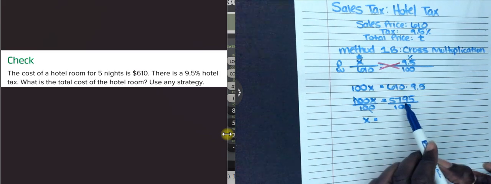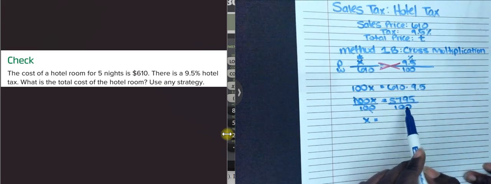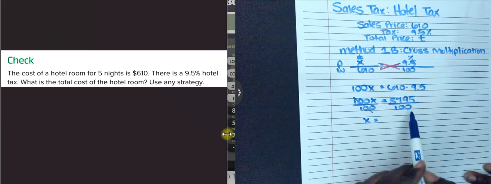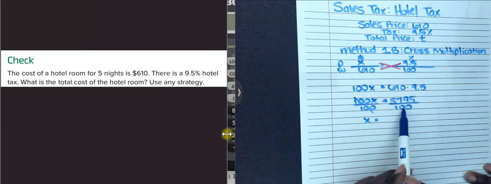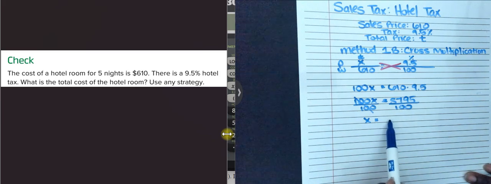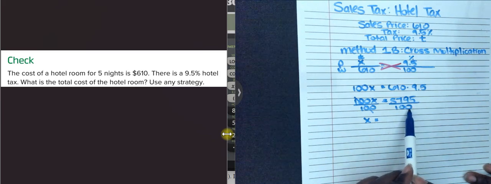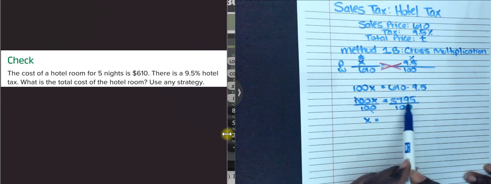And then on the right-hand side, you can use a calculator, which I'm not going to do, but by now you know that you can use a calculator. Plug in 5,795 divided by 100, and that will give you the value of x. But I'm going to use what I know about base 10. I see that there's 2 zeros. I see that we're dividing.